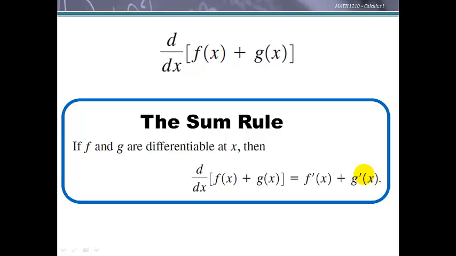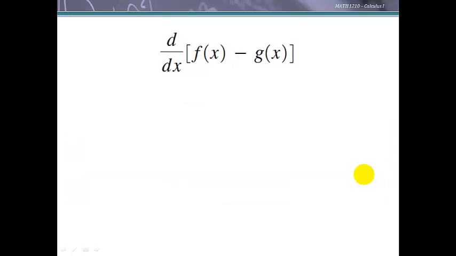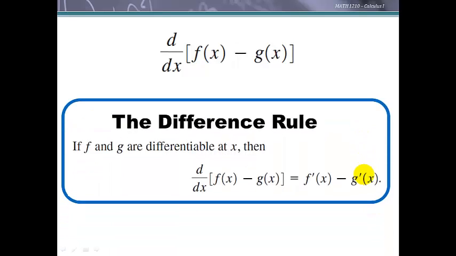This is also going to be true if this was not a sum but a difference. And so with the difference, same thing, because we know that if we had the limit of a difference, it would be the difference of the two limits. So if we had the derivative of f of x minus g of x, that would equal the derivative of f of x minus the derivative of g of x, taking the difference.